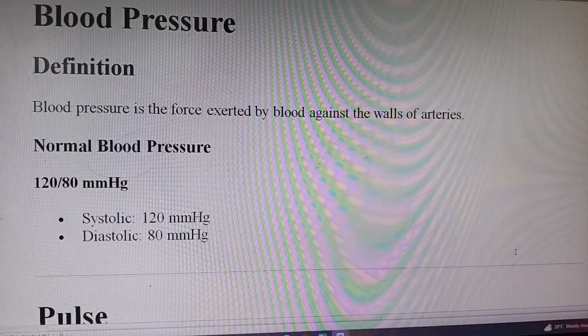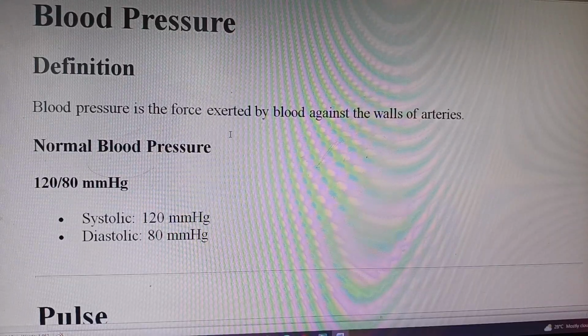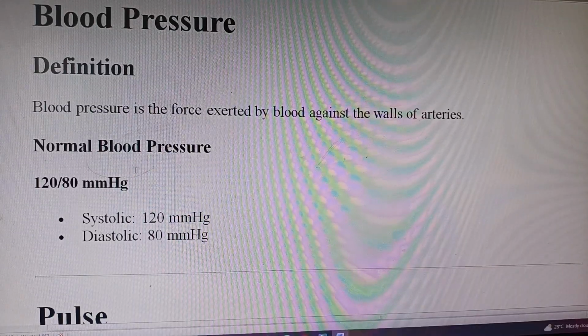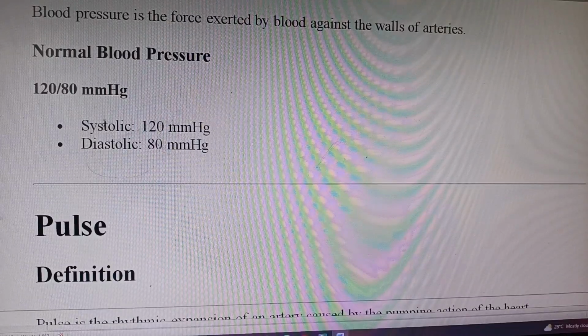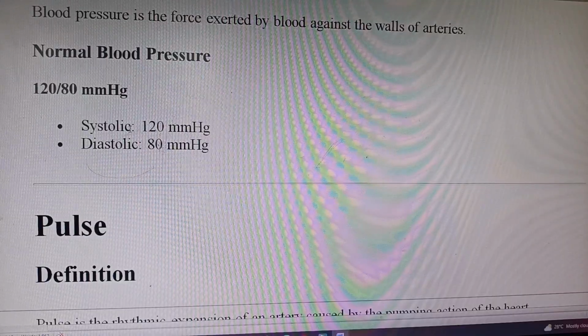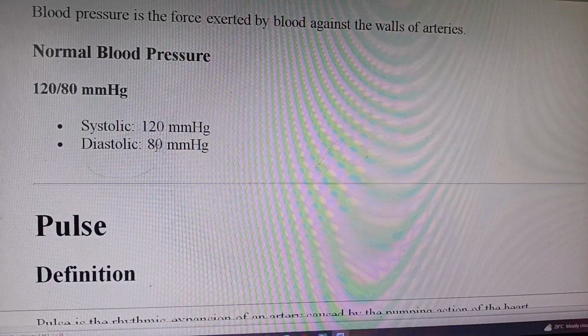Next we will see blood pressure. So what is blood pressure? Blood pressure is the amount of force exerted on the walls of the arteries. That force we call blood pressure. Normal blood pressure is 120 by 80 mmHg. There are two types of pressure: systolic blood pressure and diastolic blood pressure. Normal systolic blood pressure is 120 mmHg and normal diastolic blood pressure is 80 mmHg.